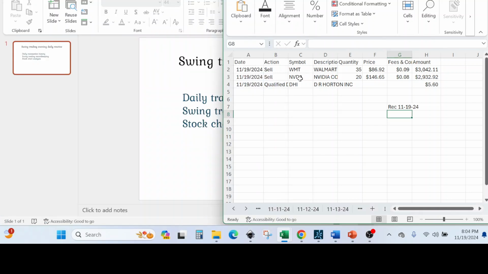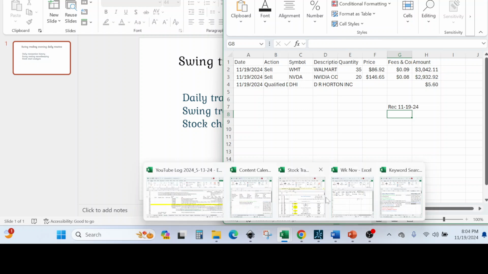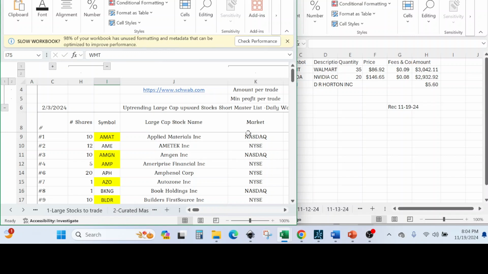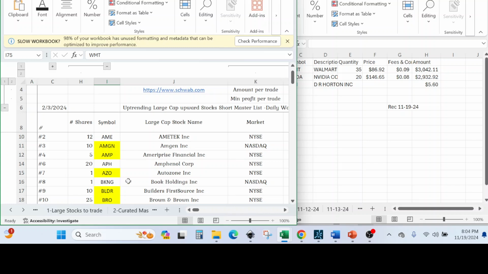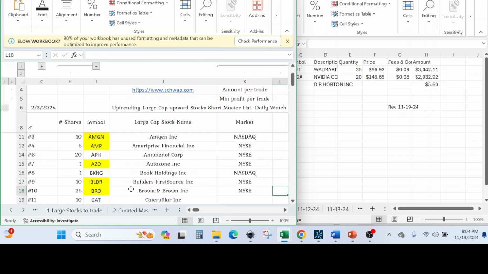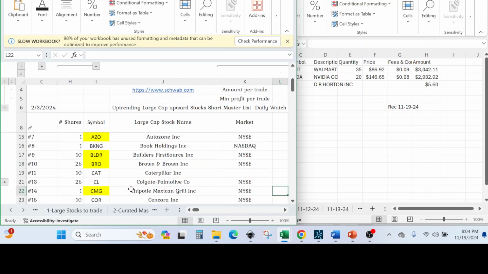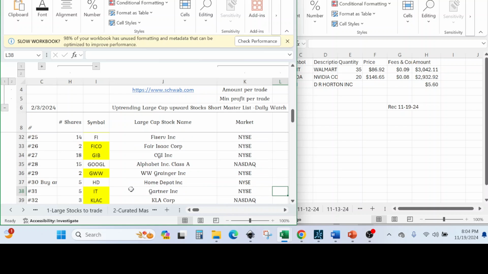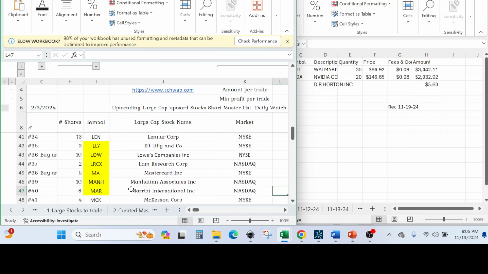So now that we have our transactions done, I will go to our stock master list to see those two that I sold today, to make sure I remove the highlight on those. It is NVDA and Walmart. The highlighted ones are the ones that I have not sold yet. They are in our portfolio.